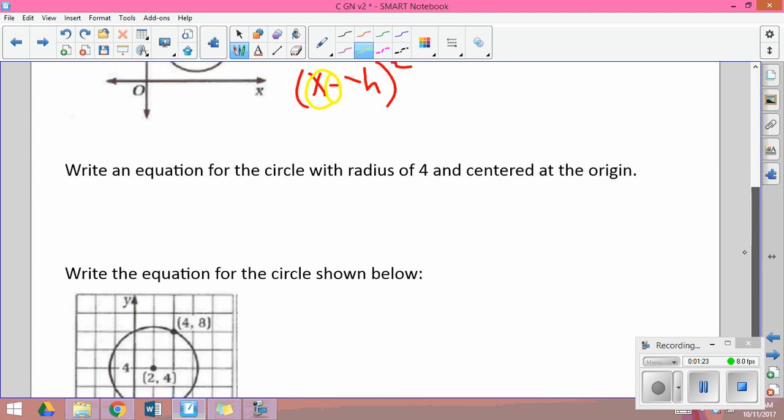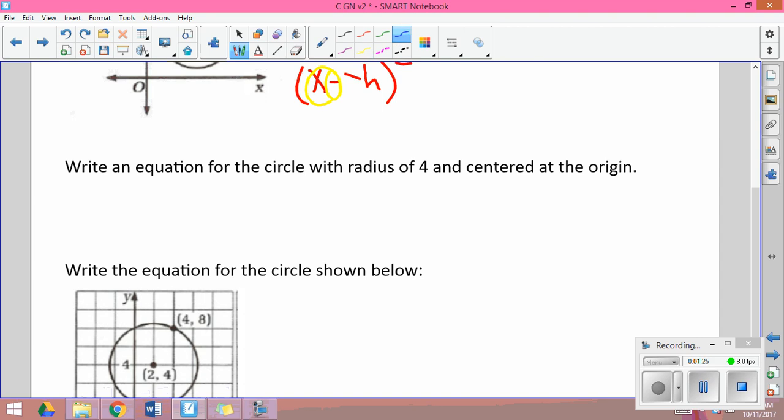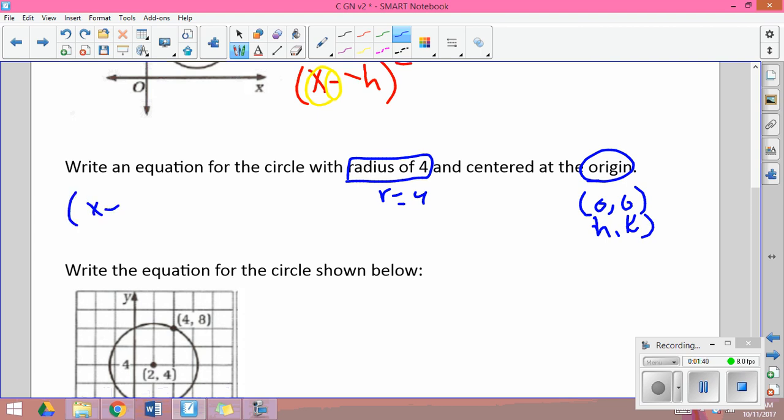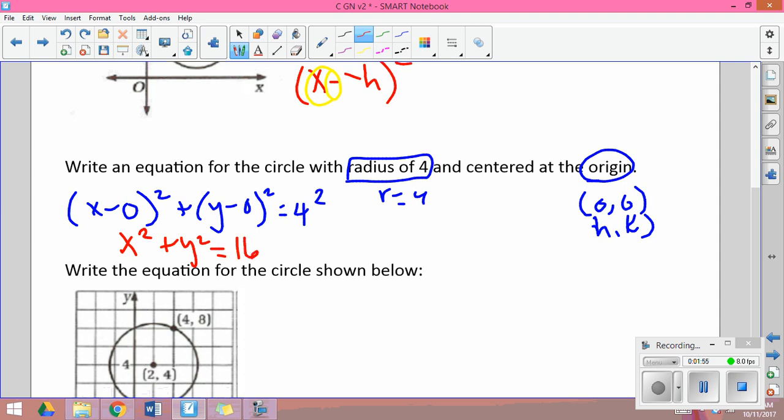So let's look at an example. Write an equation for the circle with a radius of 4, so r is 4, centered at the origin. The origin is at (0, 0), and that's our (h, k). So then we just fill everything in. So we have (x - 0)² + (y - 0)² = 4². We clean it up: x² + y² = 16. And that's the equation for a circle.